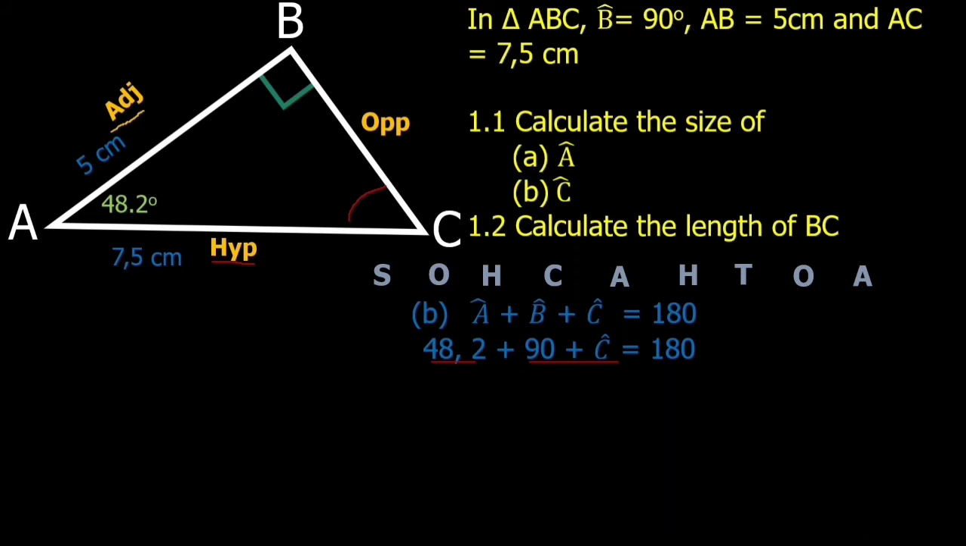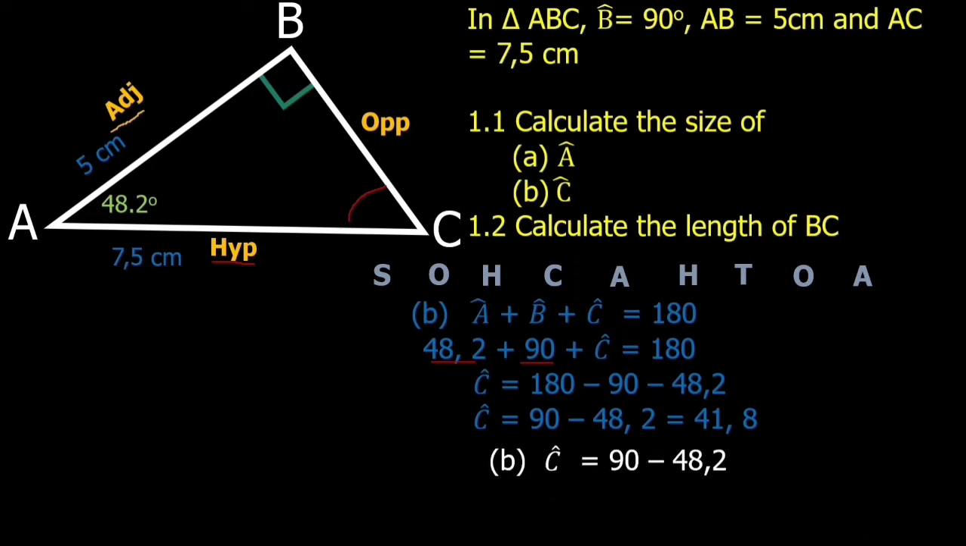48,2 plus 90 plus C equals 180 degrees. Take the 48,2 and the 90 across. You end up with angle C equal to 180 minus 90 minus 48,2, which is the same as 90 minus 48,2, which is 41,8 degrees.